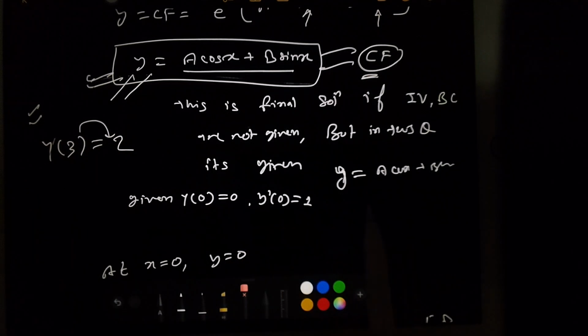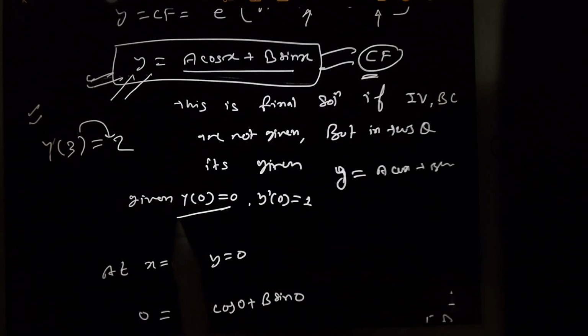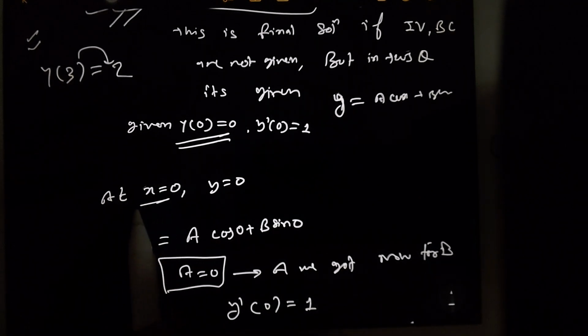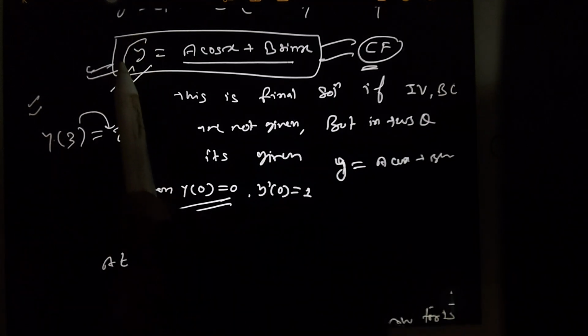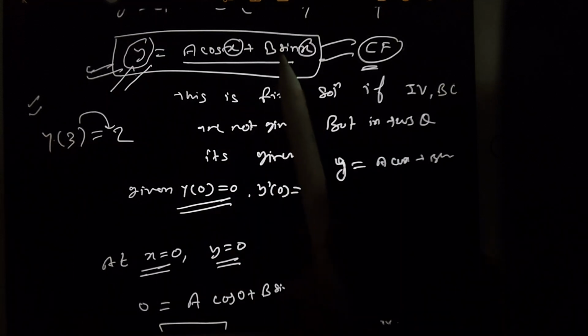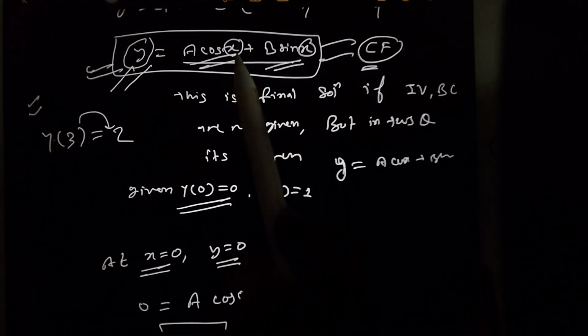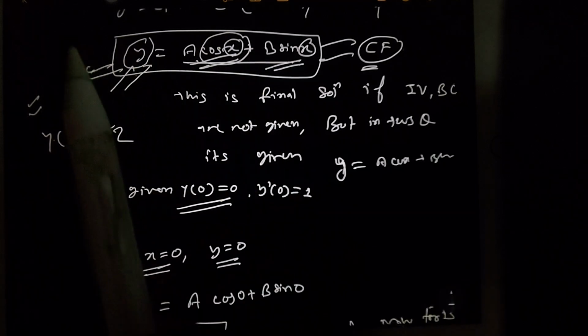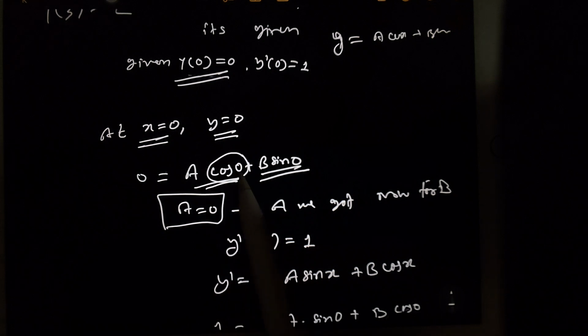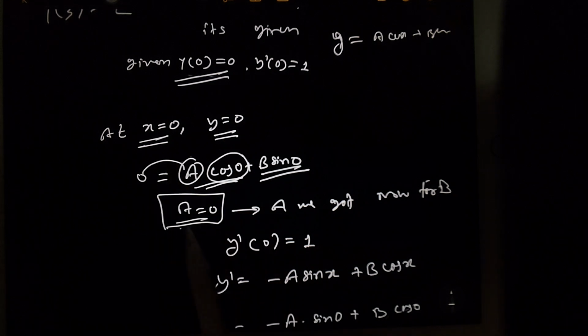Now we have to use this value to find answers for a and b. What is the value of a and b? They are constants, so we have to know their values. It means at x equal to 0, y is 0. So substitute y equal to 0 for x equal to 0. Then b sin 0 will be 0, and a cos 0 means 1, so a is equal to 0. So this term will go to 0, and cos 0 will be 1. So a is equal to 0. So we got a value.